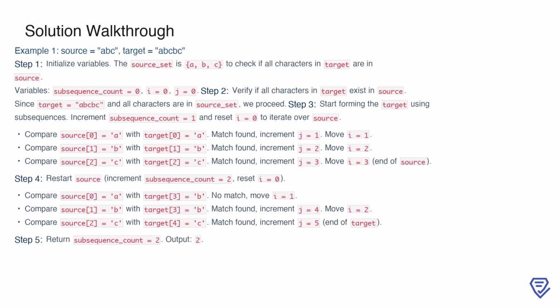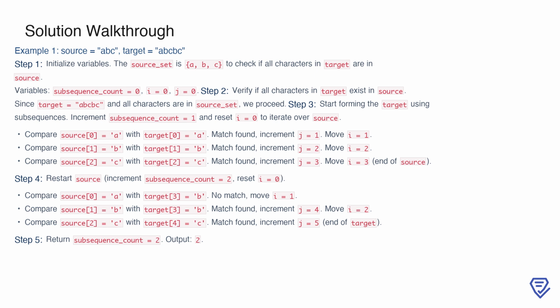Next, source[1] equals b matches target[1] equals b, so we increment j to 2 and move i to 2. Then, source[2] equals c matches target[2] equals c, so we increment j to 3 and move i to 3, which is the end of the source. At this point, we restart the source by incrementing subsequence_count to 2 and resetting i to 0.